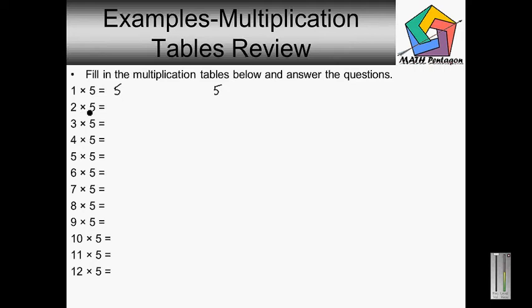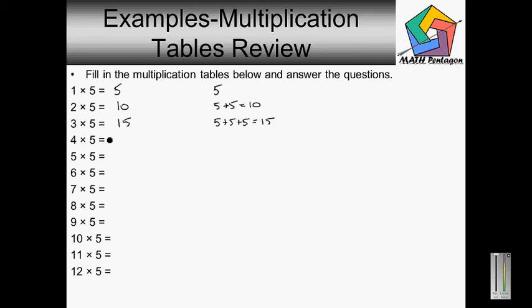Okay, two groups of 5, 2 times 5, that's what it means. That's going to give us 10. That's like saying 5 plus 5 is 10. Okay, we had 3 times 5, that means 3 groups of 5, so that's 15. And then when we do an addition, 5 plus 5 plus 5 is going to give us 15.